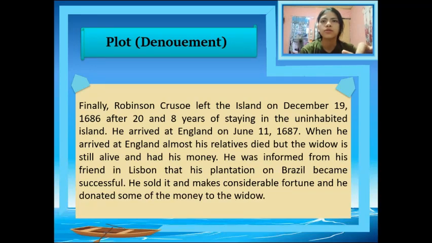And Robinson Crusoe visited the island again, and he finds that it was being well governed by the Spaniard and it became a prosperous colony. So at the end of the novel, Robinson Crusoe said that he seeks more adventure because he always wants to have an adventure.